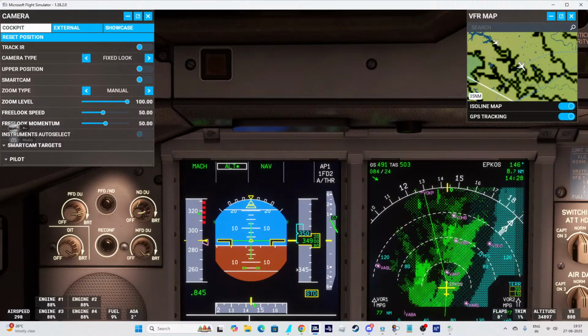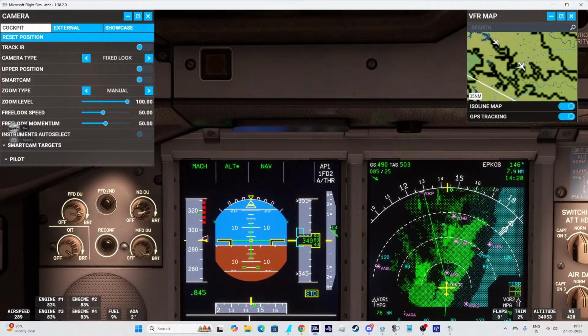Right, I'm climbing to my cruising altitude of 35,000 feet.